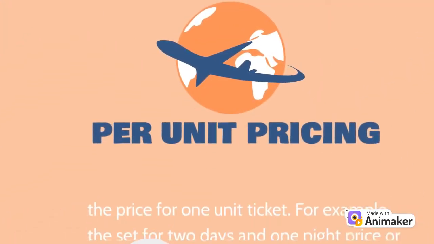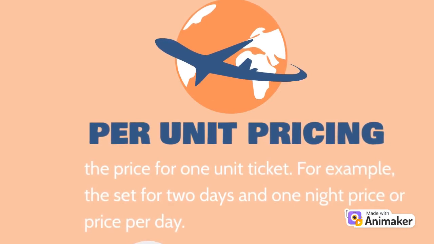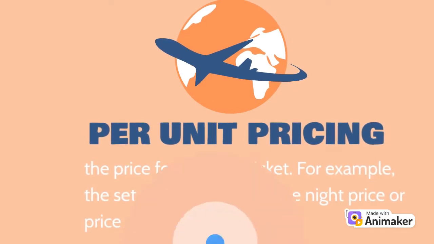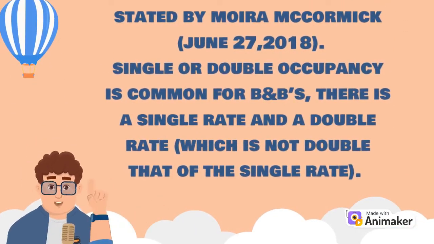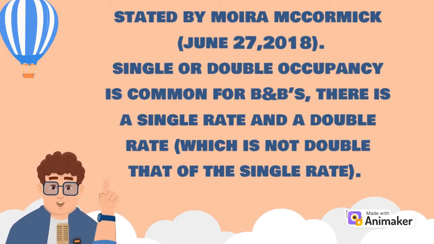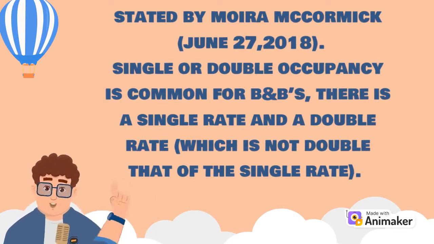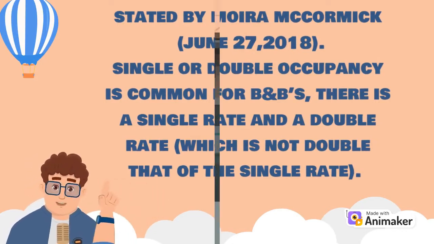Per unit pricing: the price for one unit ticket. For example, the set for 2 days and 1 night price or price per day. Single or double occupancy is common for B&Bs. There is a single rate and a double rate, which is not double that of the single rate.